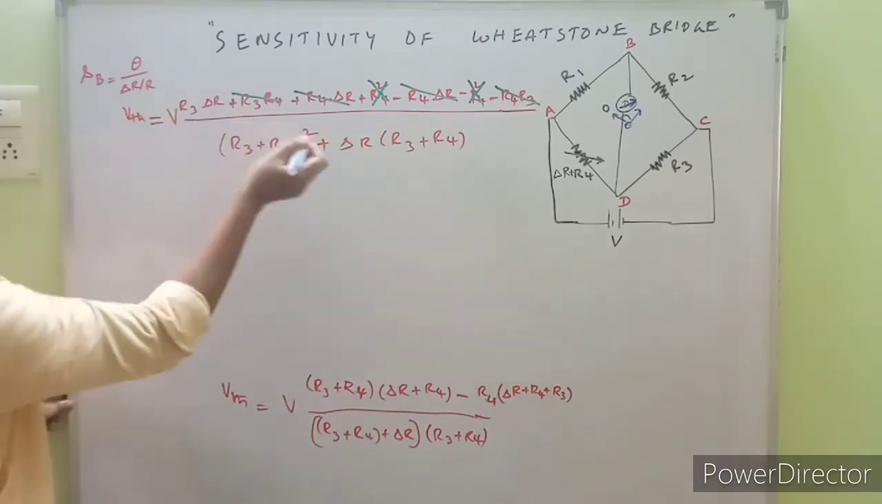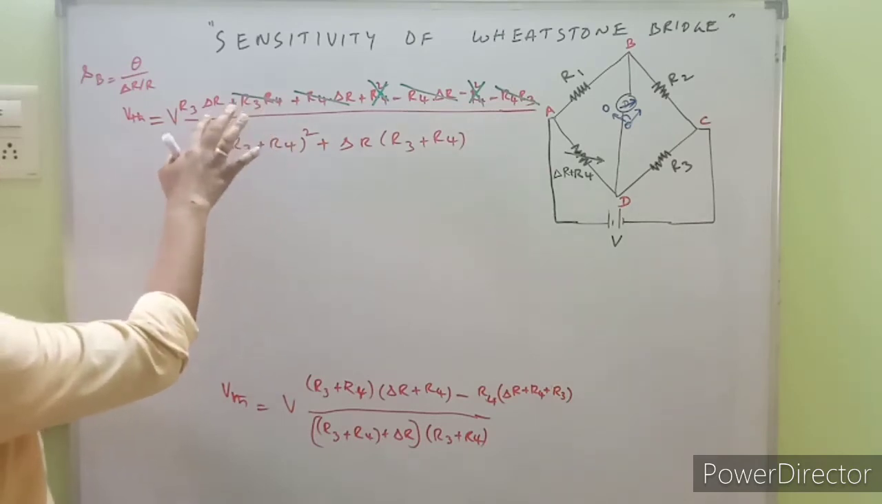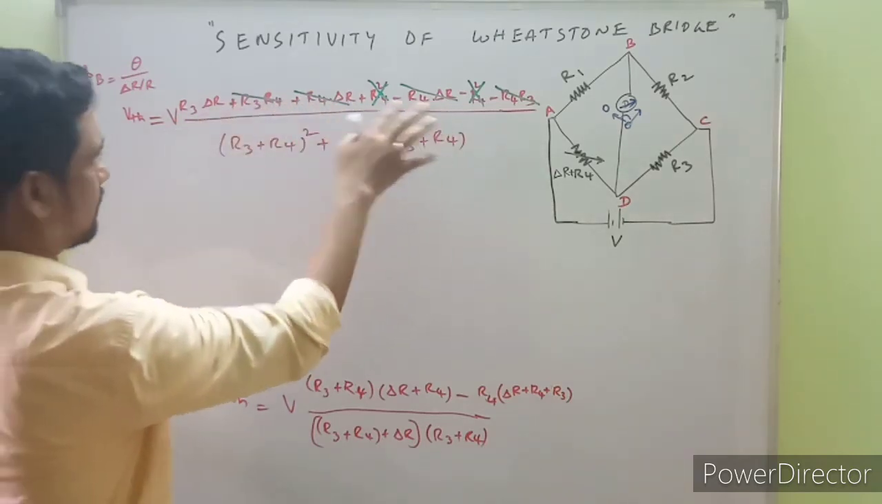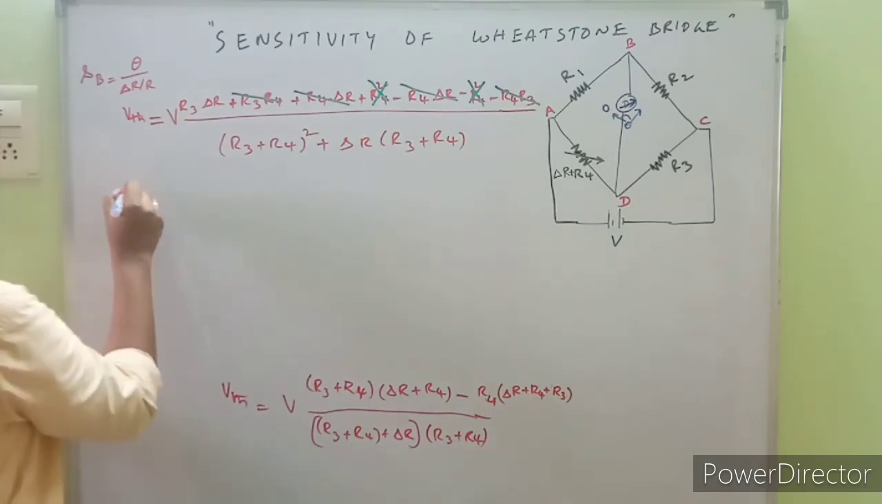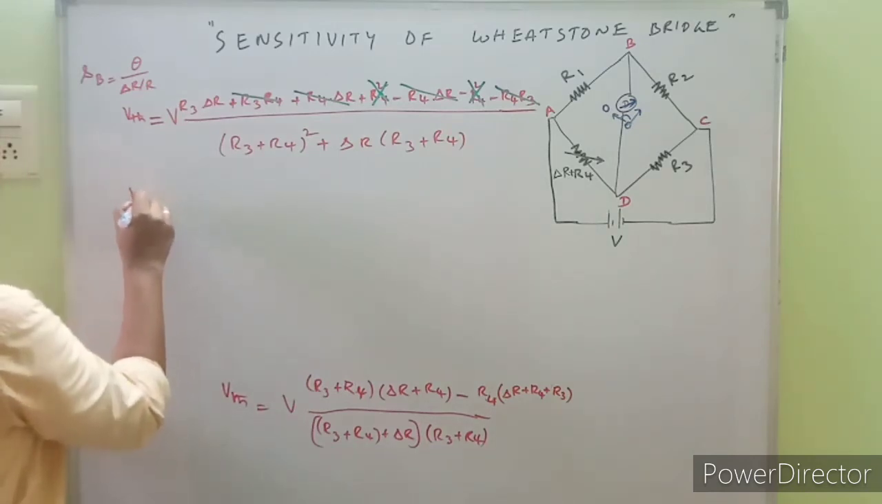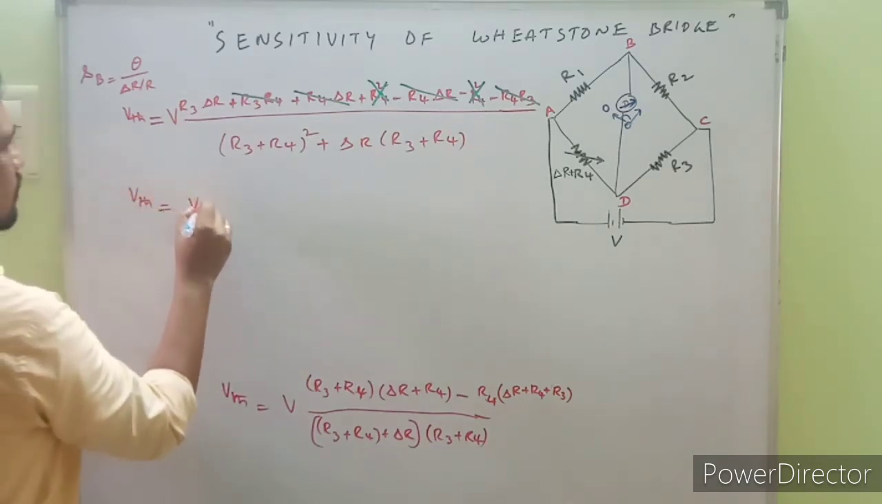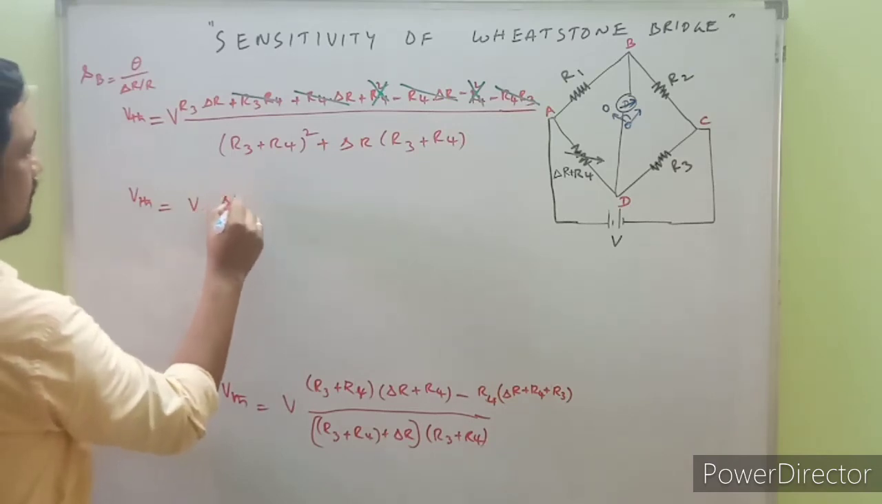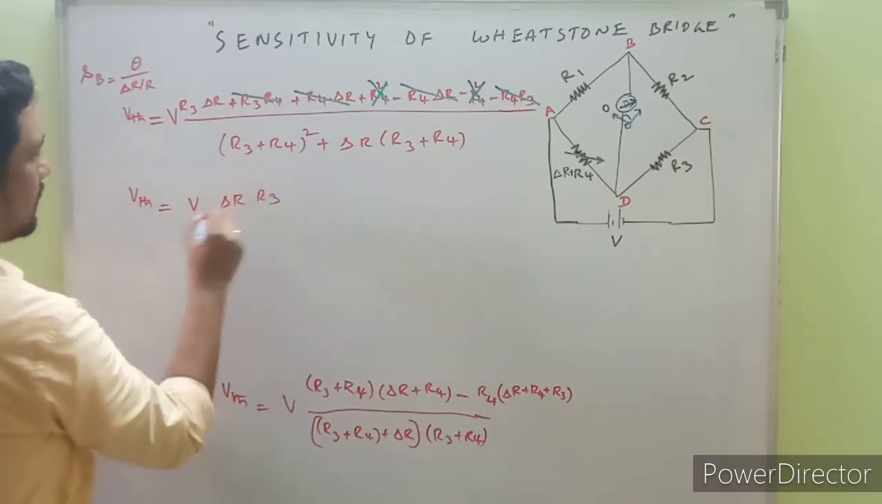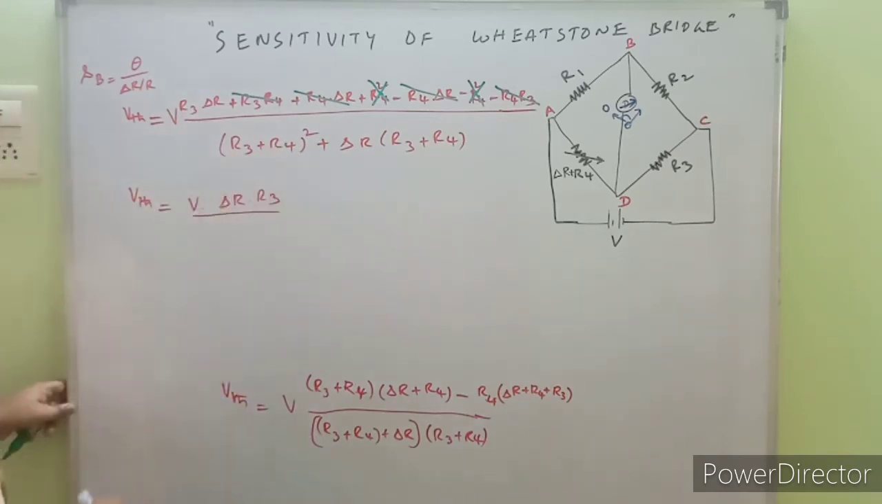And finally what we have is, guys, check carefully, we are left with only this one. All this gets cancelled because of positive and negative terms. So finally, not finally, we have to still do something. V into del R into R3 by, guys, another simplification over here.